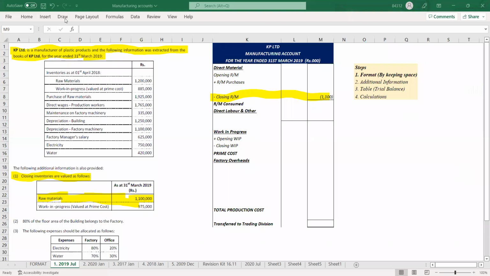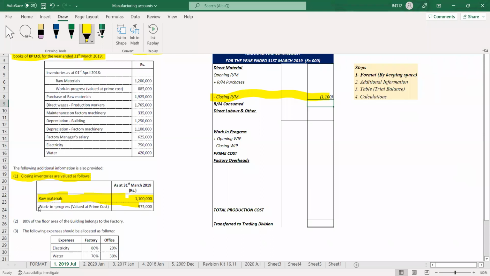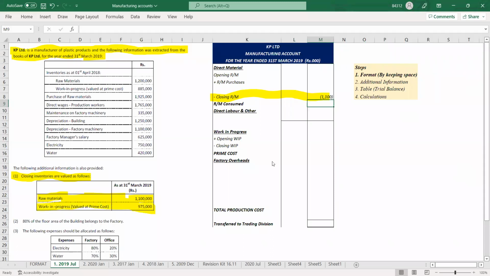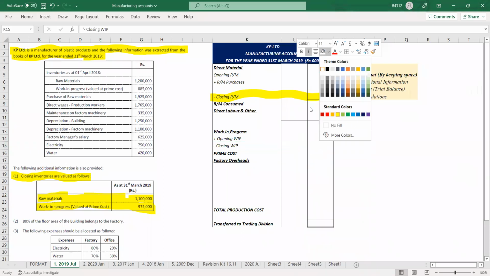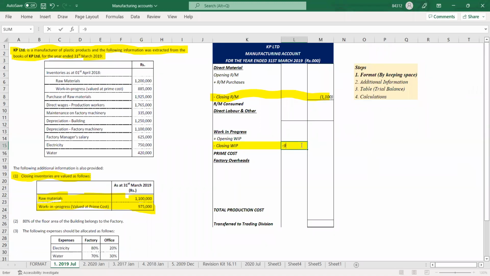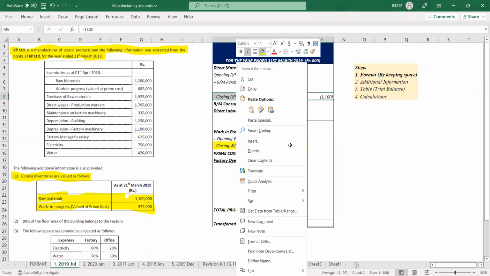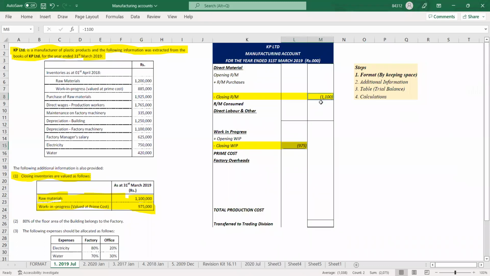Right. Then the second item is work in progress valued at prime cost. So that is here, work in progress. Minus 975. See, the closing stock is minus. Here also minus, this is also minus. Okay. Right. So then number 1 is done. We are doing the additional information.